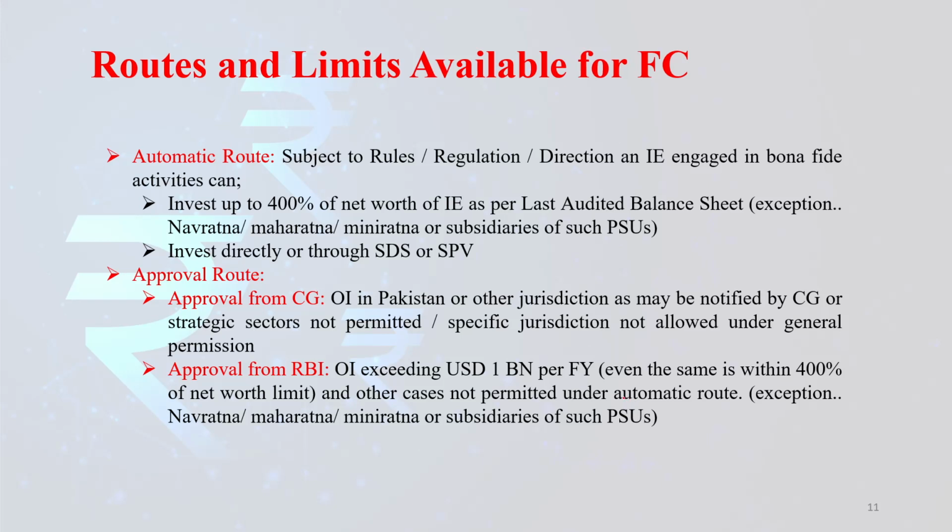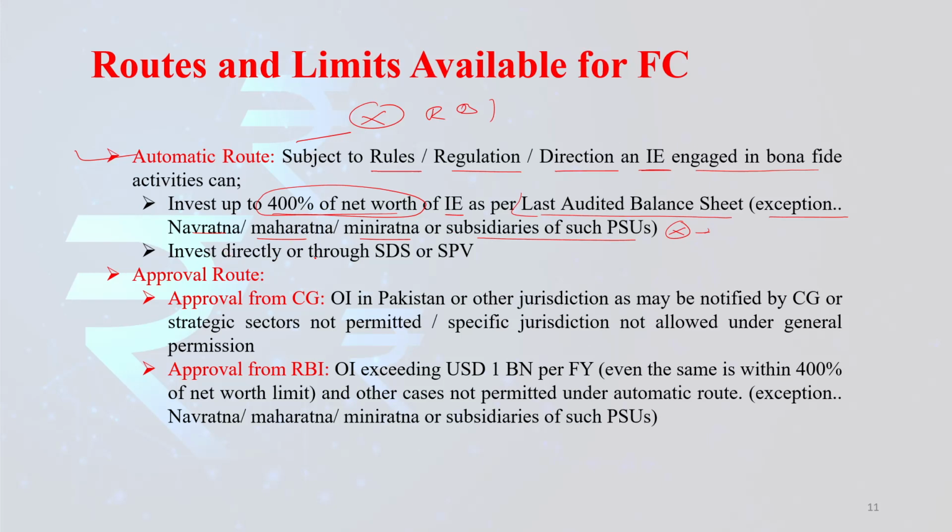Next, routes and limits available for financial commitment. The first route is the automatic route. Automatic route means you don't require any permission from RBI. Subject to rules, regulations and directions, an Indian entity engaged in bona fide business activities can invest up to 400% of its net worth, that is the net worth of the Indian entity as per the last audited balance sheet. This is the maximum limit given. But there are exceptions: for Navratna, Maharatna or Mini Ratna companies or subsidiaries of such PSUs, this limit is not applicable. Other than these companies, the limit is 400% of net worth.